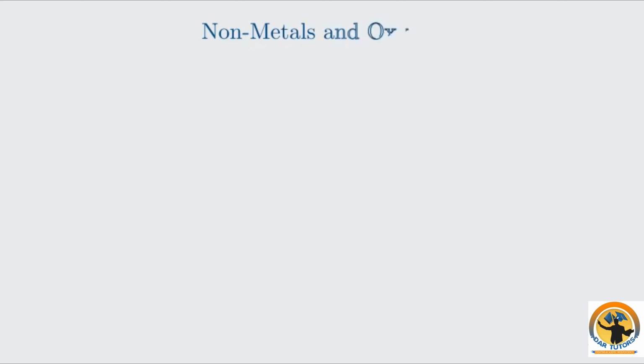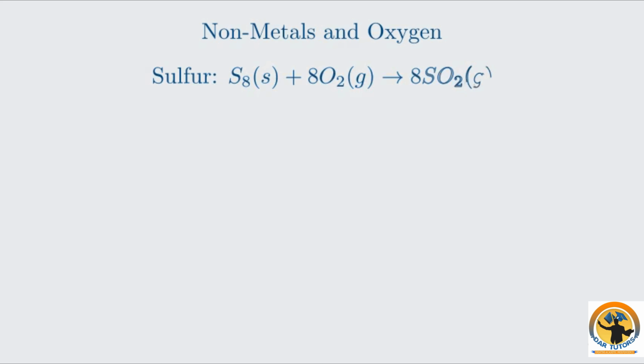Now let's turn our attention to the combustion of nonmetals. Most nonmetals burn in oxygen to form oxides, with the nonmetal being oxidized and the oxygen reduced. The combustion of sulfur, for instance, produces sulfur dioxide. The more accurate balanced equation accounts for sulfur's S8 allotrope. We have S8 plus 8O2 yields 8SO2. Sulfur dioxide is a major air pollutant that causes acid rain and respiratory problems.